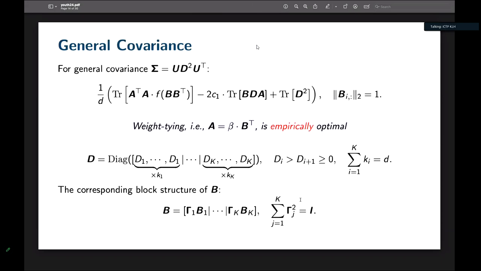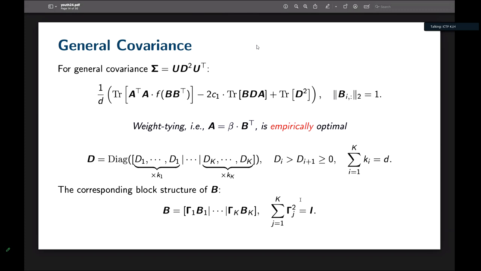Now, that was the isotropic case. Of course, the more interesting scenario is to look where the entries of the input are actually correlated. In this case, we can Hermite expand and do algebraic manipulations to obtain a similar looking trace objective. Unfortunately, here we cannot prove rigorously that weight tying is optimal. So we just look at the experiments, and experimentally, weight tying is again optimal. So we will just fix the matrix A to be tied to matrix B in this fashion again.